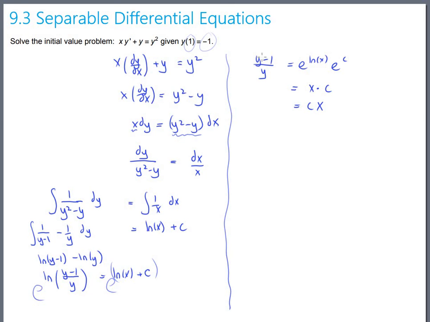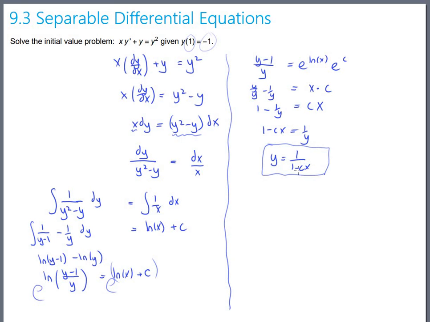It may be a little bit easier now to separate this into y over y minus 1 over y, so we'll get 1 minus 1 over y equals cx. I'm going to add 1 over y and subtract cx. I'm going to multiply both sides by y and divide by 1 minus cx. Okay. All that work, but a fairly simple solution.